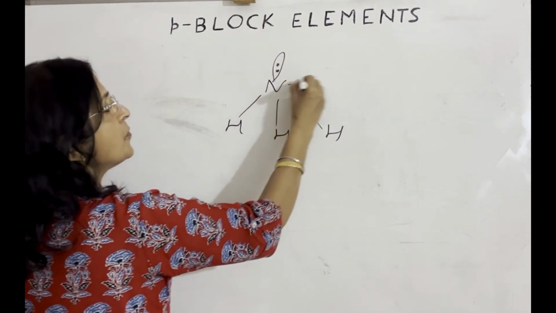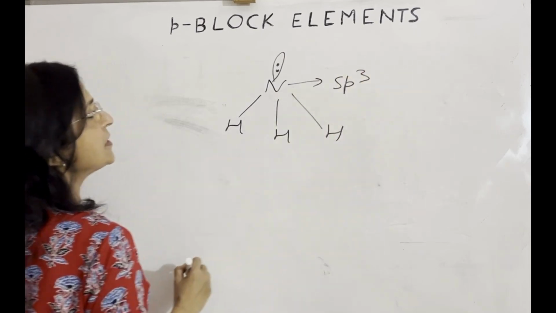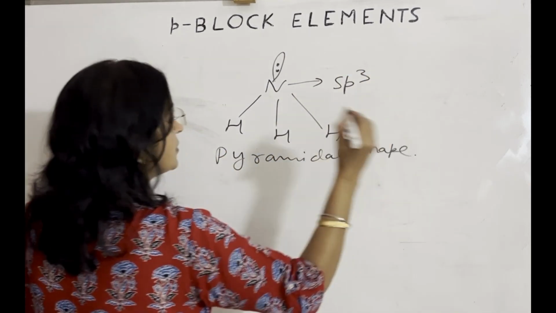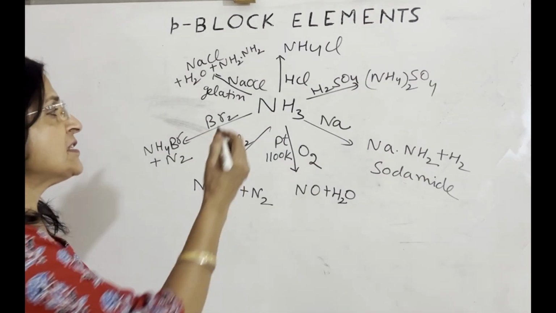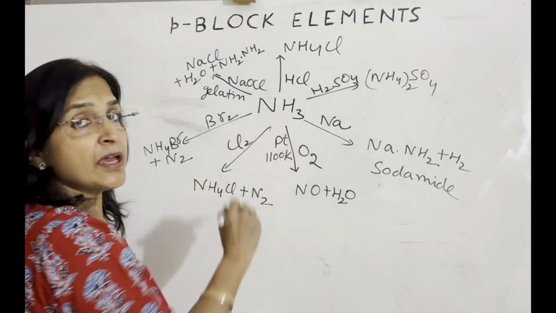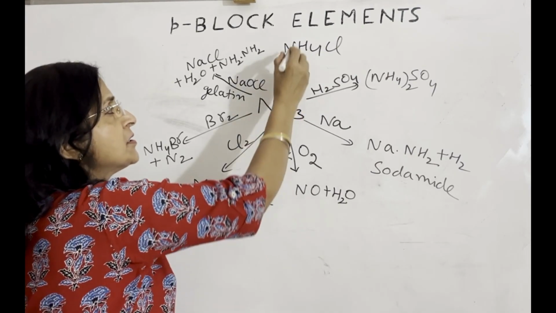This is the structure of ammonia. Nitrogen is sp3 hybridized. It is pyramidal in shape. Distorted tetrahedral geometry. Bond angle is 107.8 degree. These are the properties of ammonia. Ammonia is basic in nature. It reacts with acid to give salt.